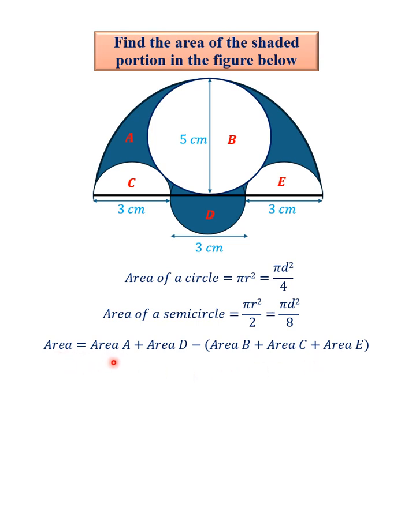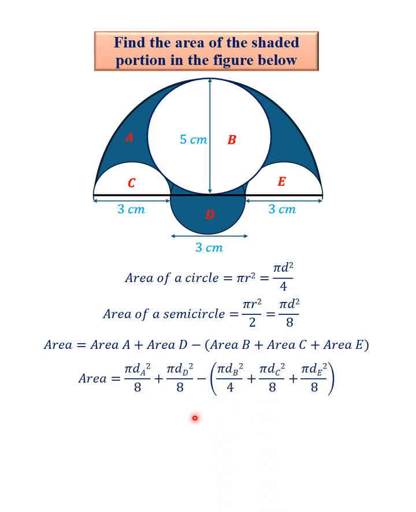Remember, each of the shapes are either a circle or a semicircle. We know the formulas of a circle and a semicircle already. We'll just plug it into any of these. The one that gives us a circle, we put a circle there. The one that gives us a semicircle, we put in a semicircle.